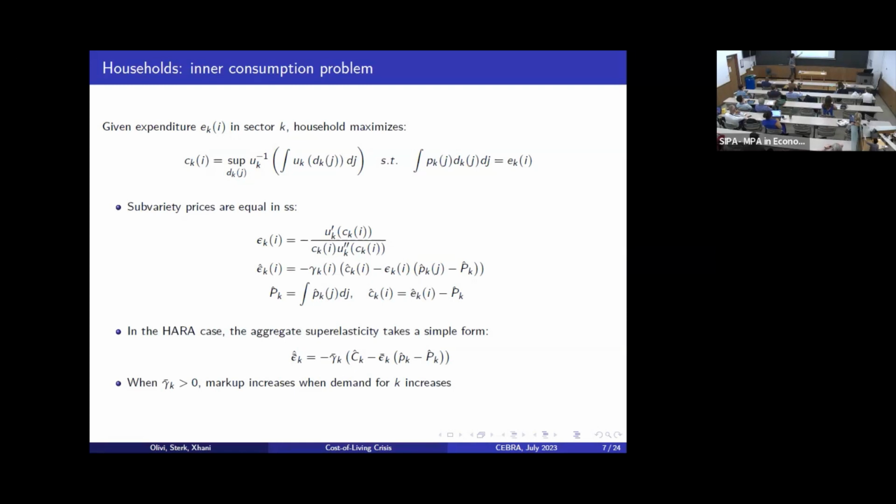So just to give a simple example, if you assume that the utility belongs to the RR class, basically this gamma K is going to be common to all households, and the elasticity of all households is going to move in the same direction when you change the index.